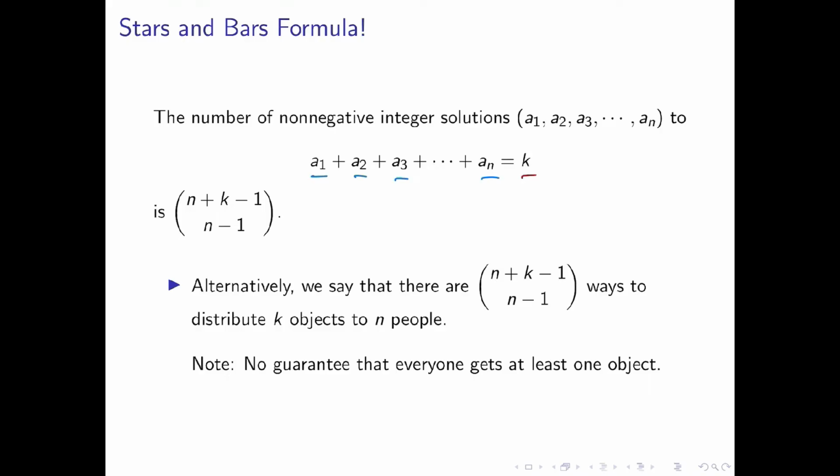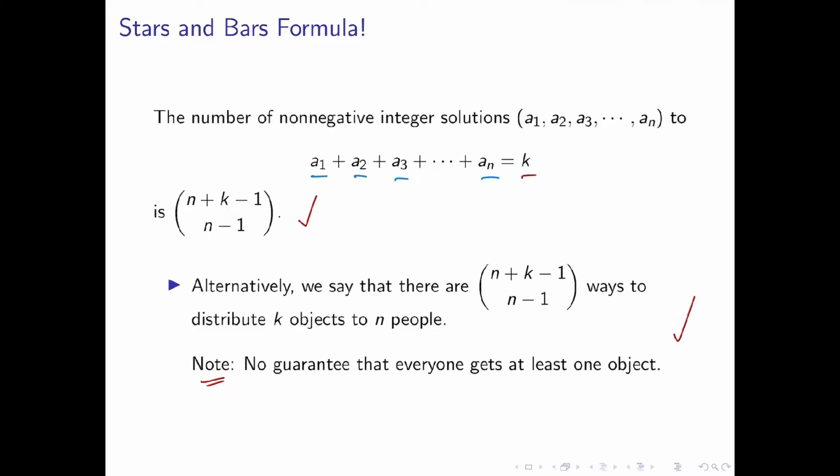So this is like distributing k things into n places, n distinct jars, for example. And we have this formula: n plus k minus 1, choose n minus 1. It's a combination formula. It might be a technical statement, so you could take a look at this alternative definition. We say that there are n plus k minus 1, choose n minus 1, ways to distribute k objects to n people. So that's going to answer the question from a while ago, 5 cookies to 3 friends, and so on. And here we have this note: no guarantee that everyone gets at least 1 object. So it's possible for us to have, in the previous example, 0 cookies distributed to a friend.